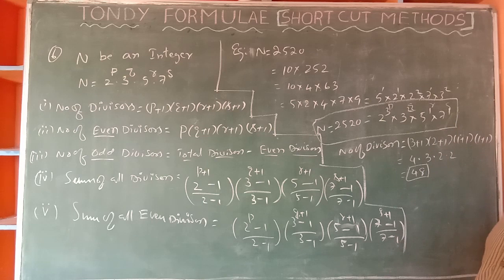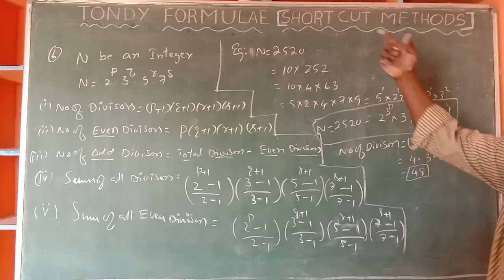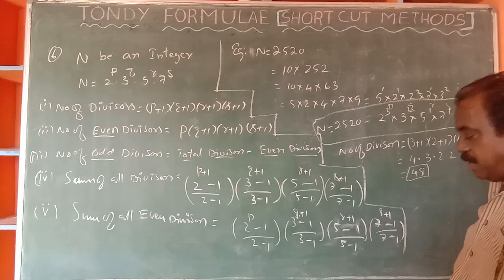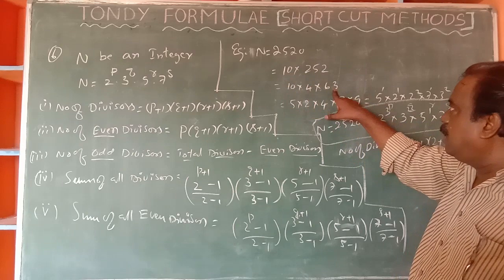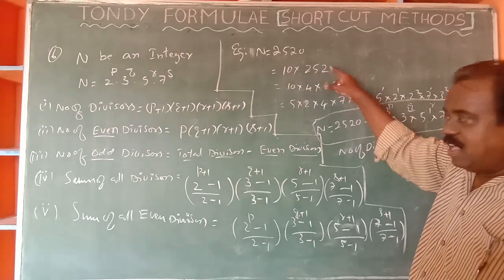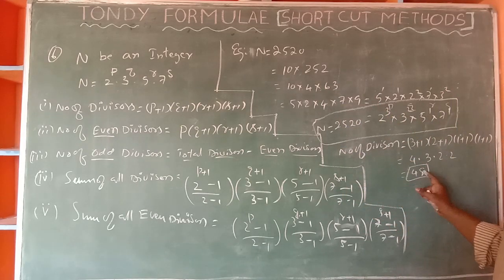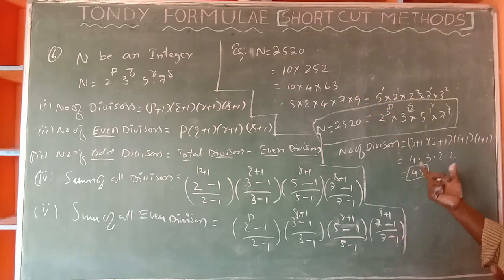Once again, I will tell. 2520 itself is a divisor, and 1 is also a divisor of that number n. And 10 is also one, 5 2s, 4, 63, 252. Is it not? 126 also will come. Like that, how many different types of divisors are there? 48. Directly the question is given like that in the exam. Simply a number will be given. What are the number of divisors?